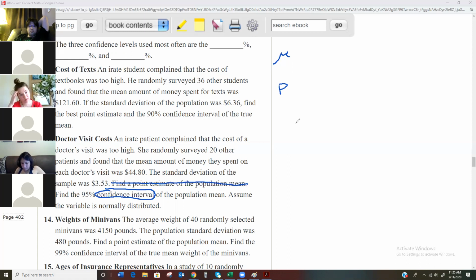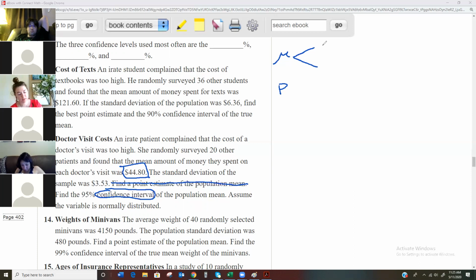Is it proportion because it says standard deviation of the sample? No. That's important that it says standard deviation of the sample, but that doesn't make it a proportion. Proportion is like a percent. So it's a mean, because it says the mean amount of money they spent was $44.80. So now go back to what you were saying about the sample standard deviation.